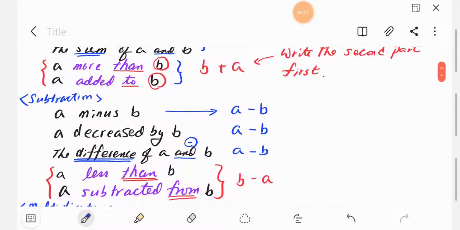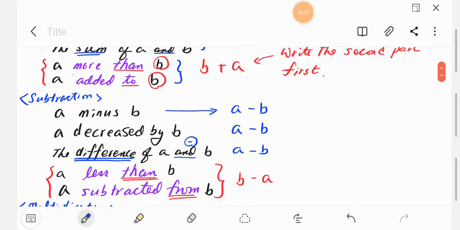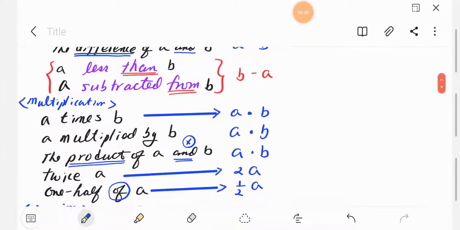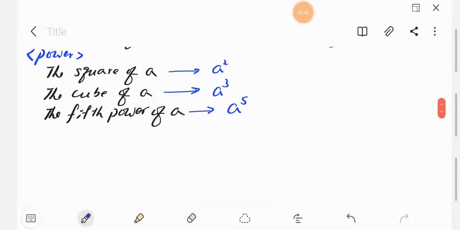But there are special cases, 4 of them. A more than B, A less than B: write the second part first. A added to B, A subtracted from B: then write the second part first. So these 4 are the special cases. Okay, special cases. So let's try some examples.